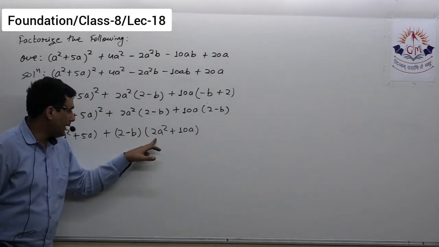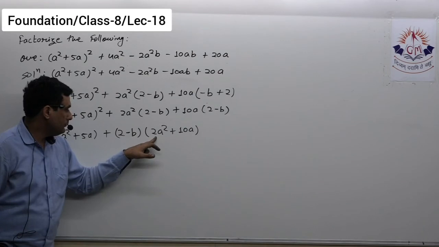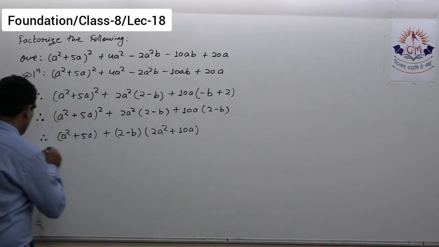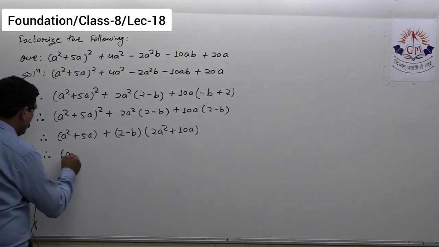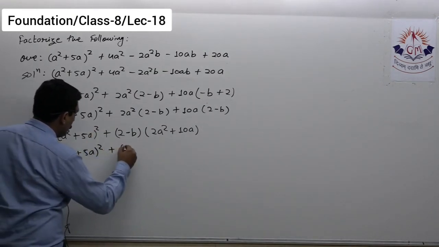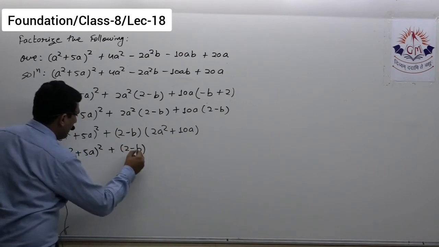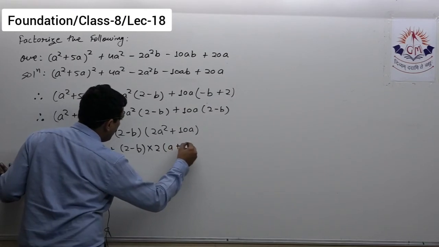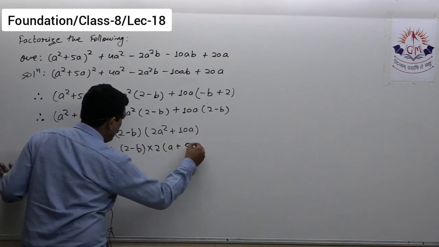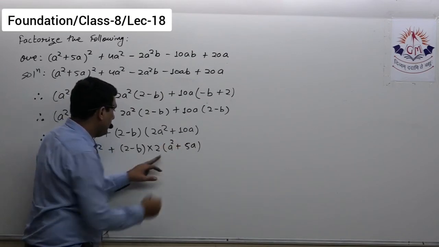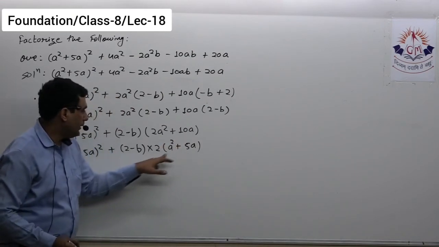Now from these two I can take 2 common. So here I get a square plus 5a whole square plus 2 minus b, and if I take 2 common, what I will get is a square plus 5a, isn't it? If I take 2 common, I will get a square plus 5a, 2a square plus 10.